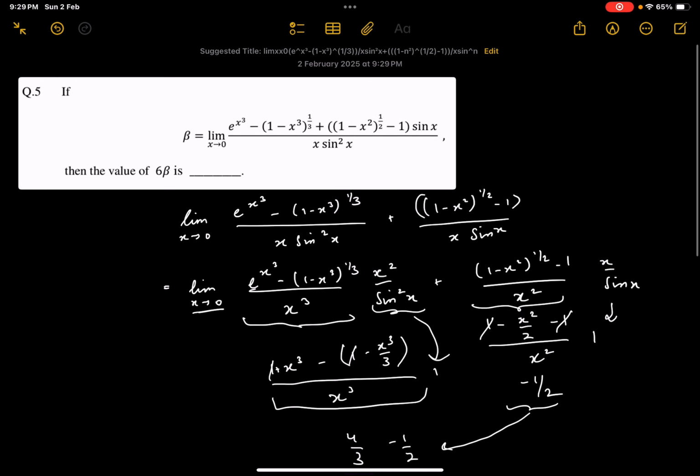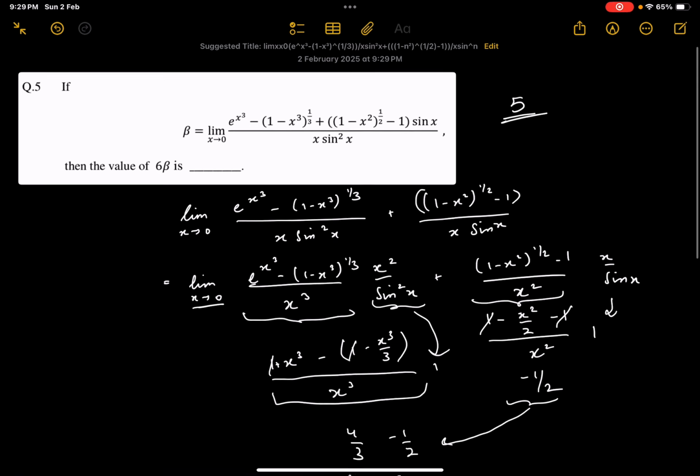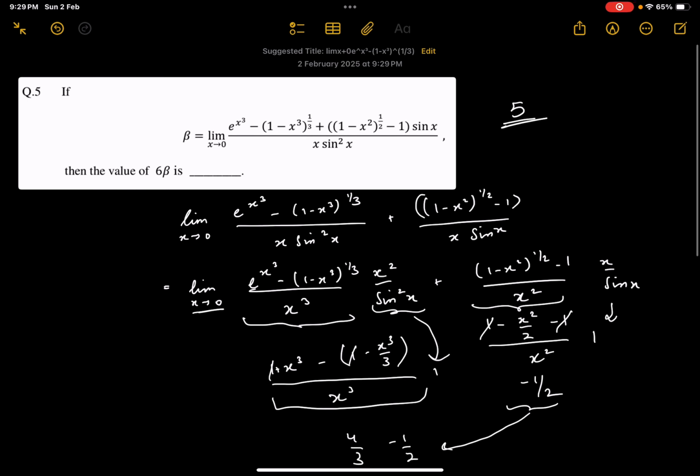So the value of 6 beta becomes 5. So the answer is 5. So it was a routine limit question, and yeah.